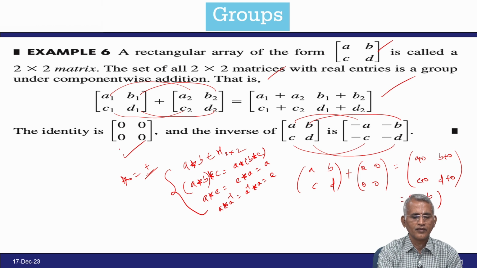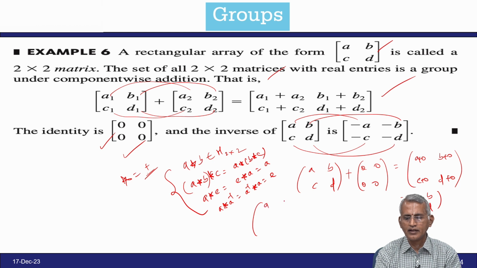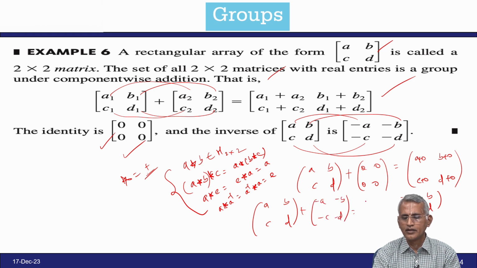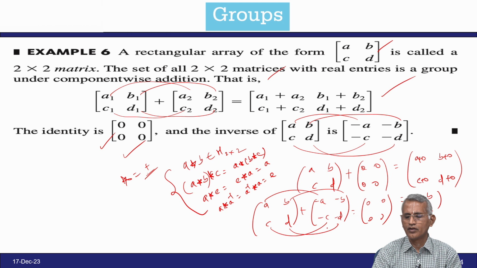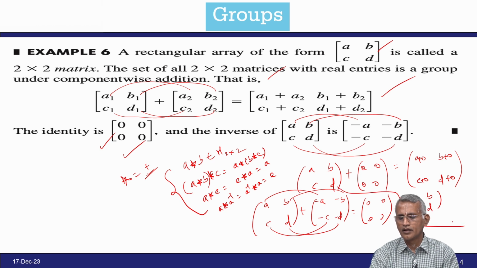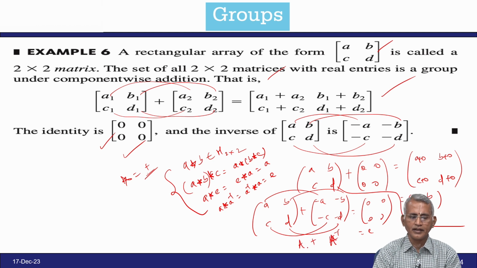So existence of identity will come, and then we have a matrix A, B, C, D, and then minus A, minus B, minus C, minus D, take it, so that it becomes 0 0 0 0, because A minus A is 0, B minus B is 0, C minus C is 0, D minus D is 0. Therefore it becomes 0, and 0 is the identity. So this is A inverse, and this is A.